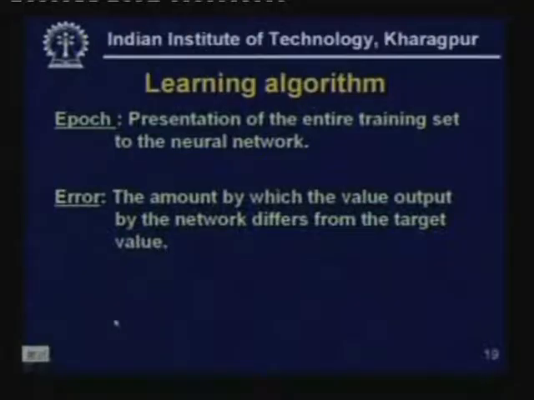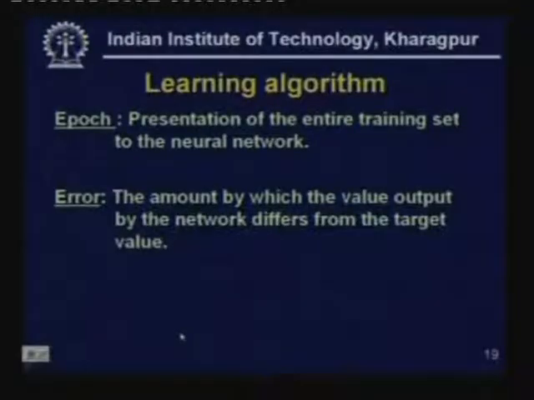So, the basic learning algorithm is as follows. The learning algorithm works in several phases or epochs. In each epoch, the entire training set is presented to the neural network. Based on the entire training set, the error is computed, and based on the error, the weights are updated. The error is the amount by which what is output by the network differs from the target.